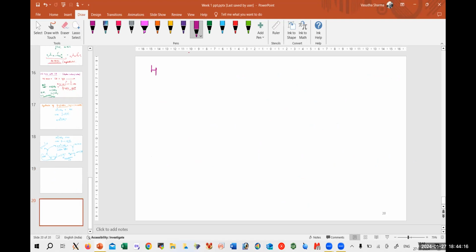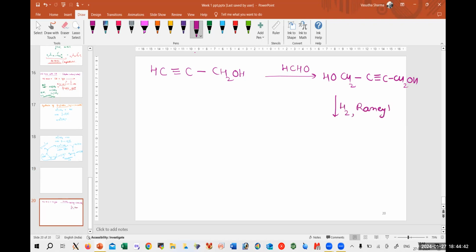So we are earlier having CH2OH. Now I'm introducing one more formaldehyde group. So similar thing will happen on the other side also, CH2, C≡C, CH2OH. And now when we are introducing hydrogen gas and Raney nickel, we know that it's a hydrogenation reaction. So it will reduce your triple bond to a completely saturated bond, and therefore it will give you 1,4-butanediol.